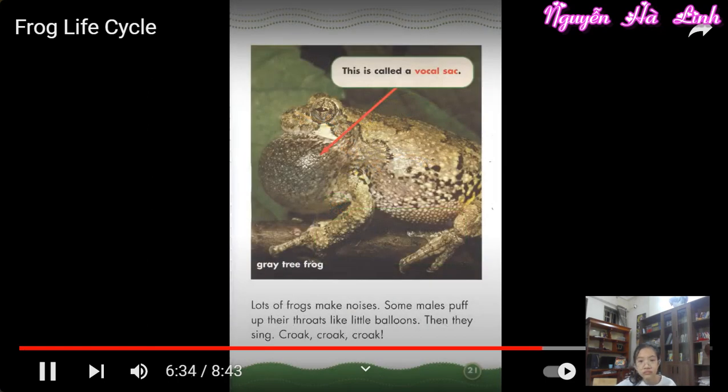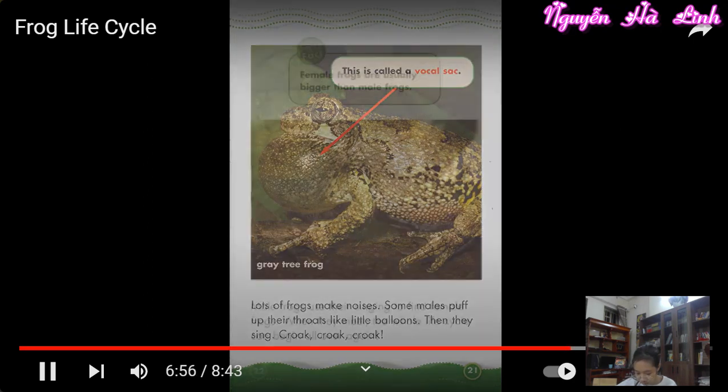This arrow is pointing to a vocal sac, and that's how the frog makes all that noise they make in the spring. And this is a gray tree frog, the kind we have on our school grounds here at Sherman. Lots of frogs make noises. Some males puff up their throats like little balloons. Then they sing. Croak, croak, croak.